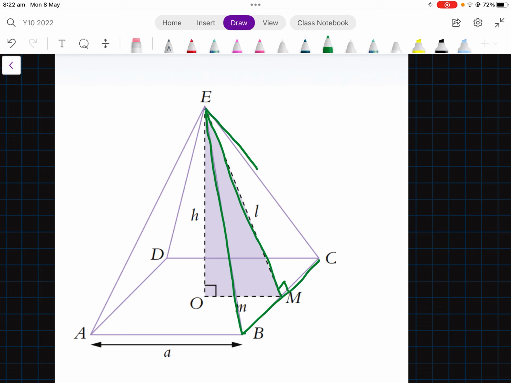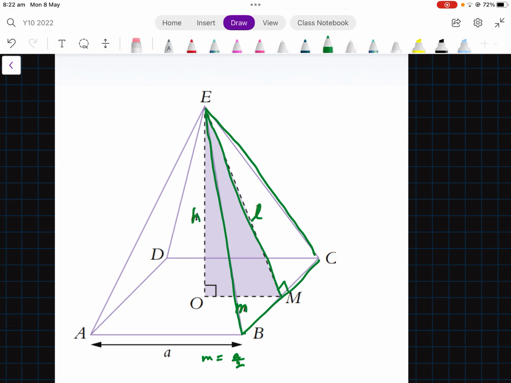Now to calculate this height EM, we should be able to use the Pythagoras theorem, in this triangle EOM, this being the height of the pyramid. So don't confuse that with the height of this triangle of the face. Here we will simply call it L, and this is M. If it's a regular base pyramid, it being symmetrical, then we can say M is equal to A by 2.